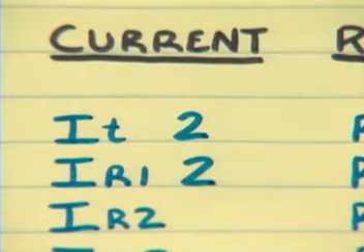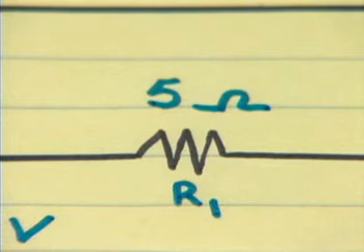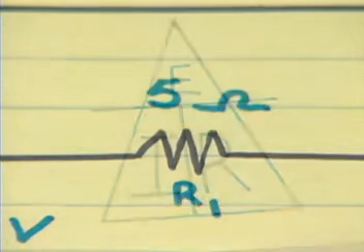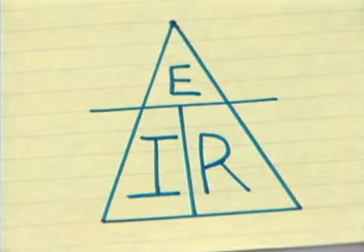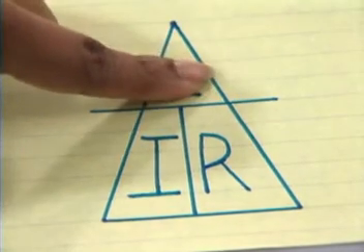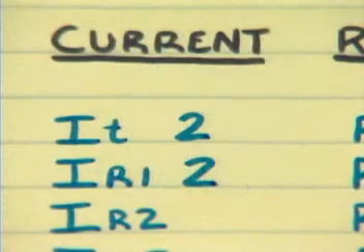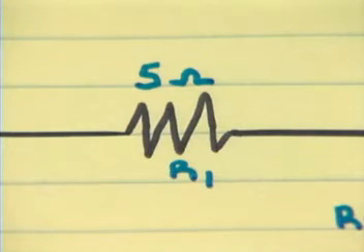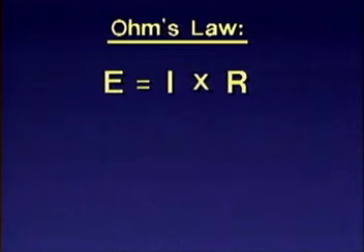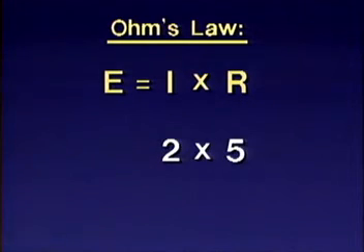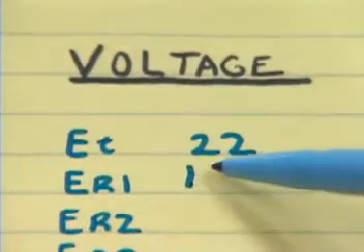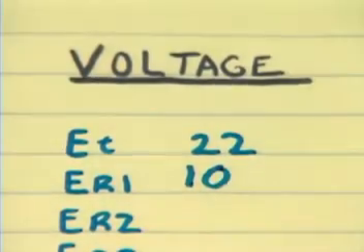Now that you know the current through R1, and you also know the value of R1, you can determine the voltage drop. Here's how. Referring to the triangle for Ohm's law, by covering E, you find that E is equal to I times R. In this case, the current through the first resistor is 2 amps. The resistance of the first resistor is 5 ohms. The voltage drop across the first resistor, then, is equal to 2 amps times 5 ohms, which is 10 volts. Record this for ER1 under the voltage column.